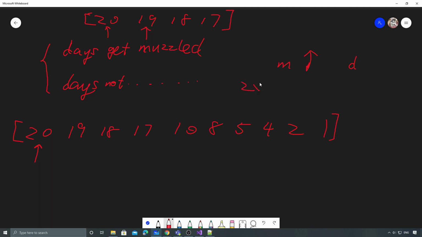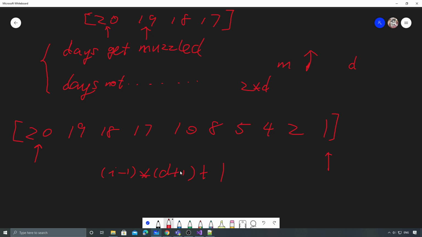It's not 2 times d. And why is that? Because we can always move one of the days to the end of our permutation, so that the total muzzle days is going to be, let's say we have i minus 1 times d plus 1, and then we do a plus 1.